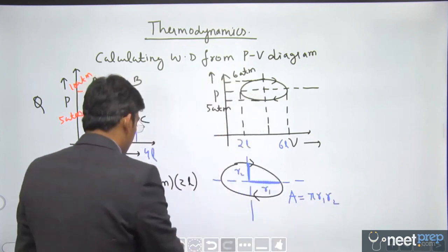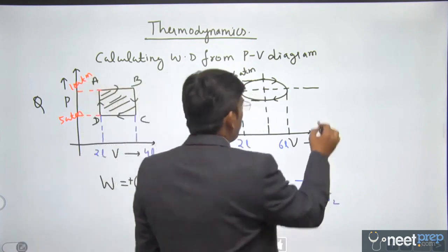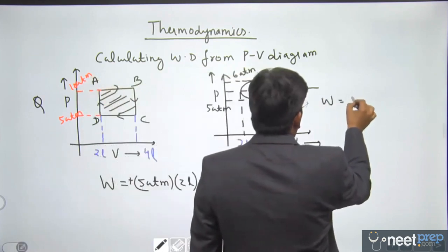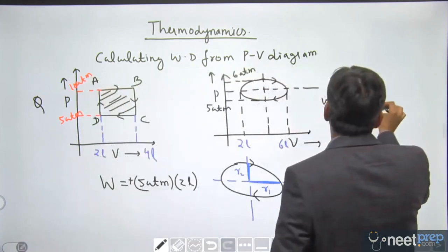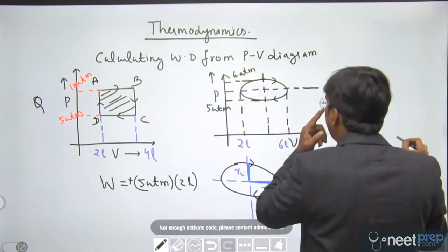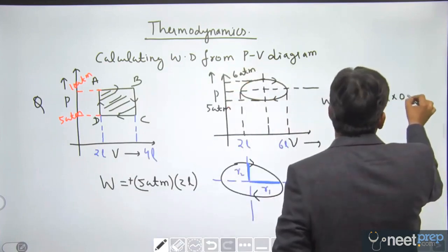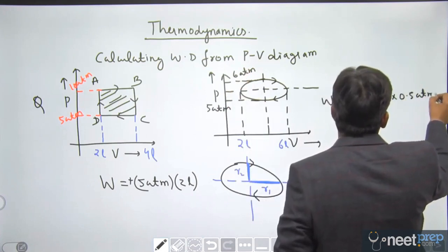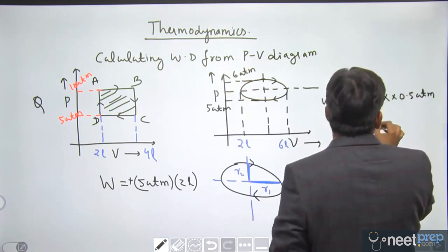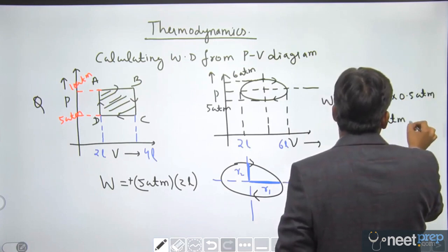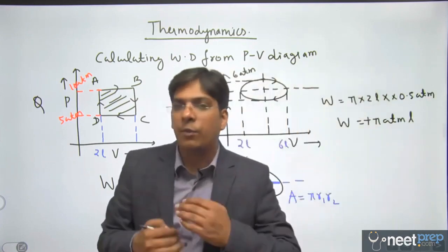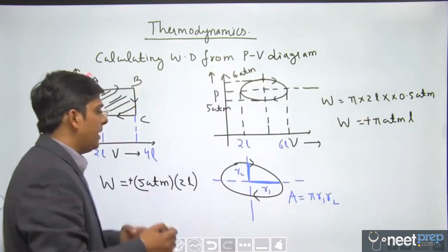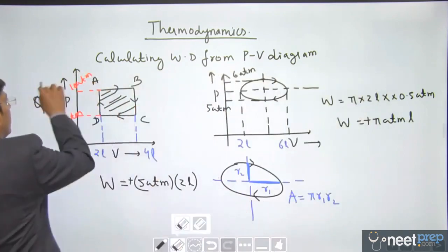Now the work done is pi times 6 minus 2 is 4, half of 4 is 2 liters, into 6 minus 5 is 1, that is 0.5 atm. So we get the answer as pi atm liter. Positive, because the cycle is clockwise. If it would have been anti-clockwise, then work done would have been negative. Okay, dear students.